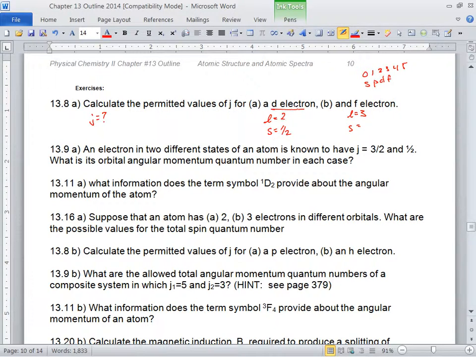Let's back up. D electron. How many orbitals? 1, 2, 3, 4, 5. And just one electron, because they say D electron. So to describe this system, L is 2 because it's D. S is 1/2. So we couple these two, sum down to their difference, and you get the possible J values.